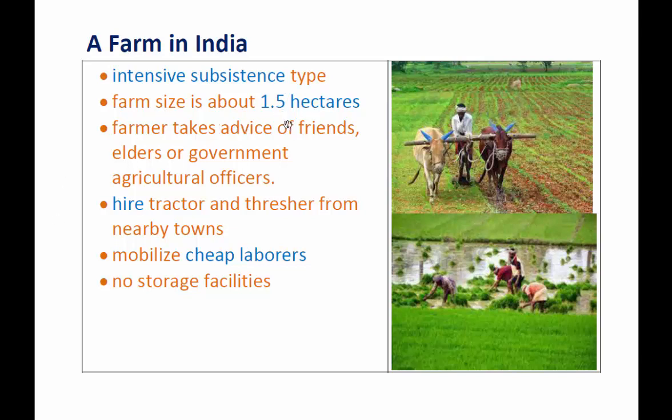Okay, the biggest one, we should say, is about 1.5 hectares, which is a very small size compared with the farmland that we have in the United States of America. All right, and the farmers don't have methods. They are mostly uneducated. So what do the farmers do? They take advice from friends, elders, or even government agricultural officers for farming, so to say.